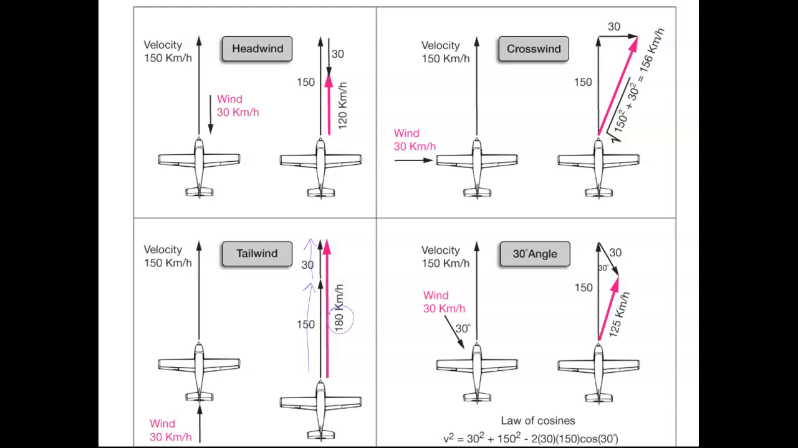If we had a headwind, that's going to be a wind pushing against the plane. That's going to be a subtraction. And so in reality here, the plane is going 120. So this over here is more complex. Just know that when vectors are in the same direction, they add together, and when they're in opposite directions, they subtract.